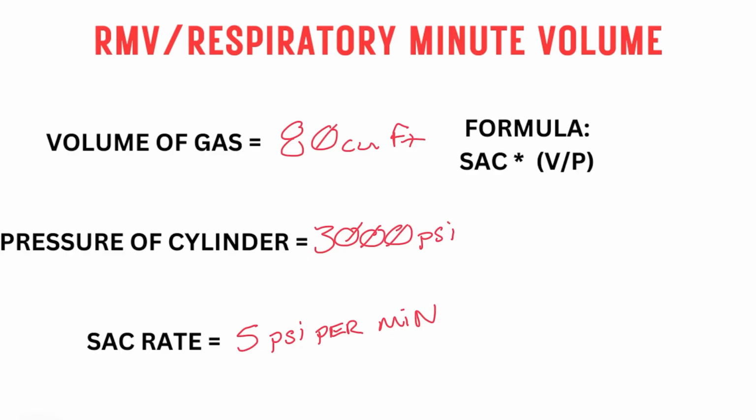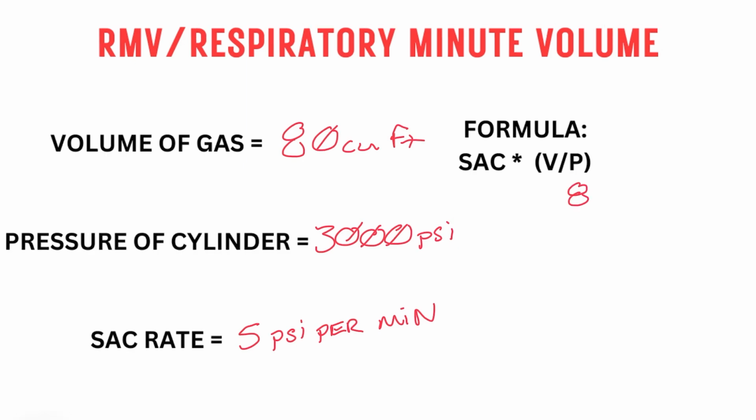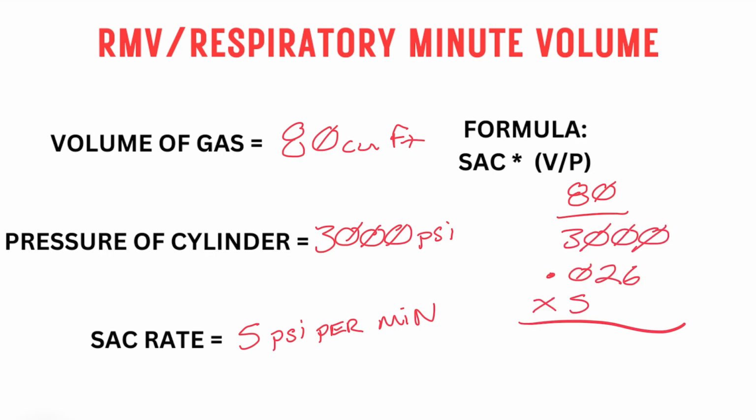So the formula for RMV is the volume of gas divided by the working pressure of your cylinder, and finally, that is multiplied by your SAC rate. Now, there are many different cylinders with many different working pressures, but just to keep it simple, we're going to use the standard aluminum 80. So we take 80 cubic feet divided by a working pressure of 3000 PSI, multiply that by our SAC rate of 5, and that equals 0.13. So this diver is breathing 0.13 cubic feet of gas per minute at the surface.